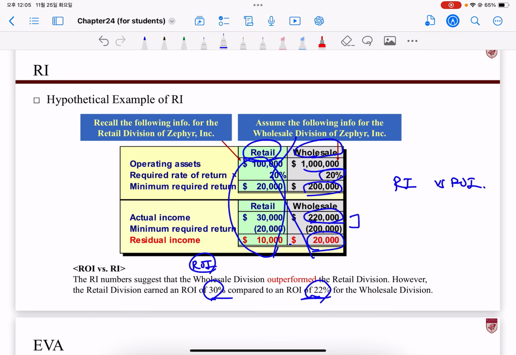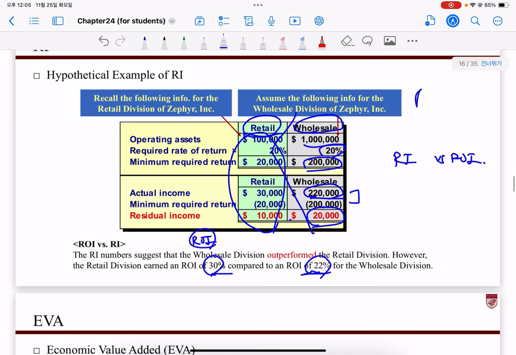So what does this mean? We have to see ROI and RI side by side in any case, okay? There are advantages and disadvantages of each measure, which can be complemented by the different measures.